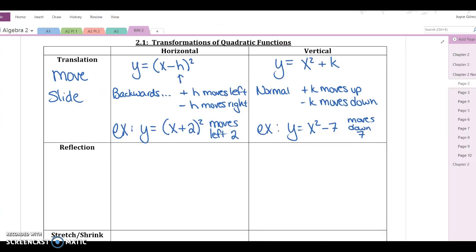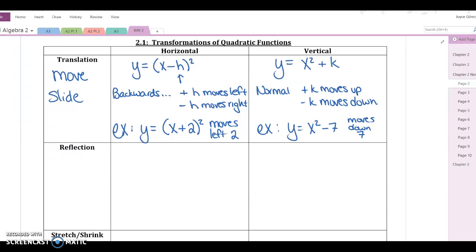For vertical translations, it's not inside the parentheses. This time it comes after the x squared. Plus k moves the graph up, minus k would move the graph down. Notice that those movements are completely normal. Plus means up, just like you would expect. Minus means down, just like you would expect.